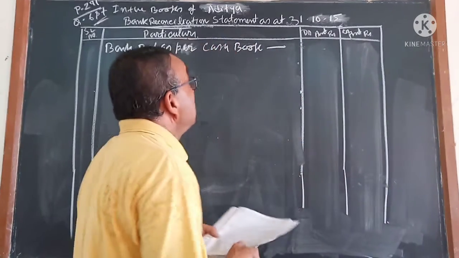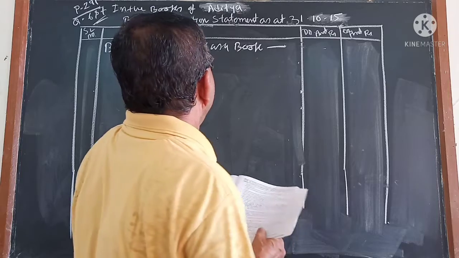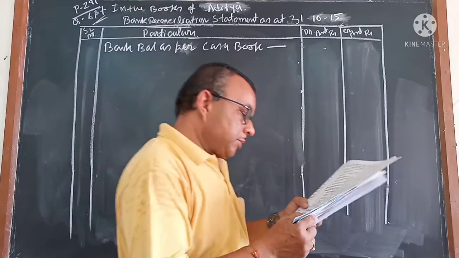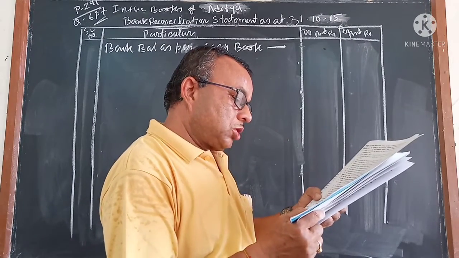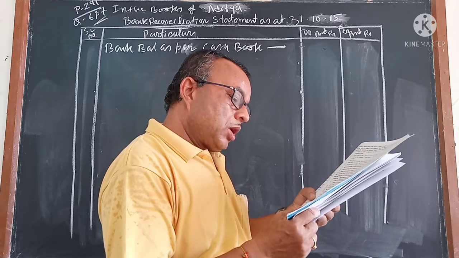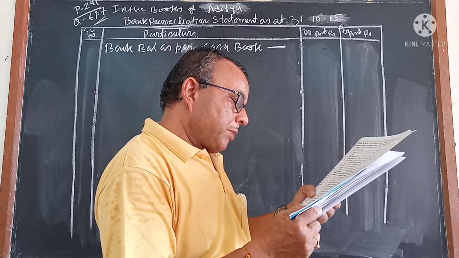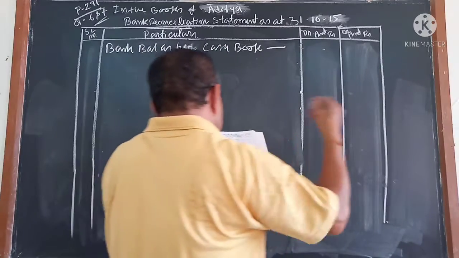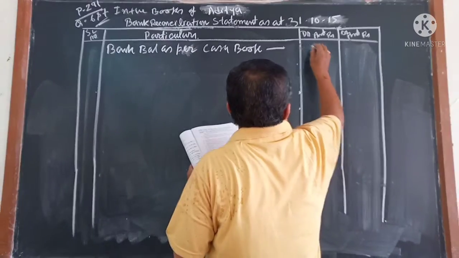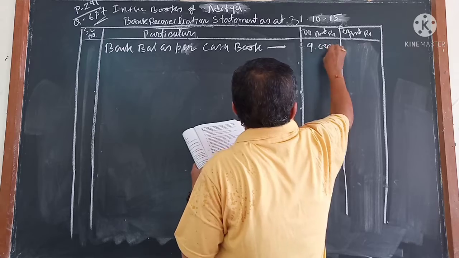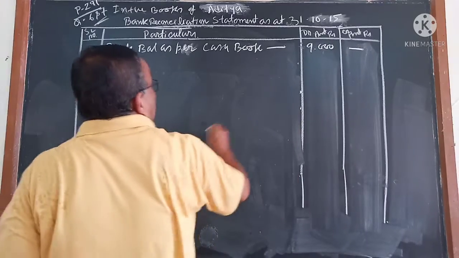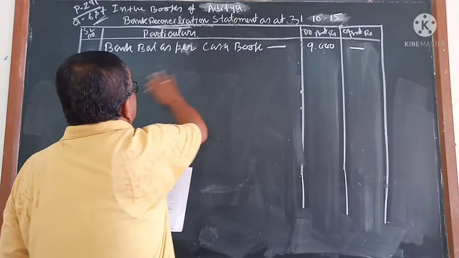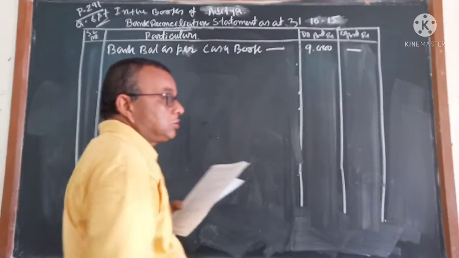31st 10 मतलब October 15 आदित्य का बैंक बैलेंस. It is given as a bank balance of rupees 9,000, which does not tell you the bank balance as per the passbook. So it is the bank balance as per the cash book. Cash book balance of rupees 9,000. So we write it here. This is 9,000.